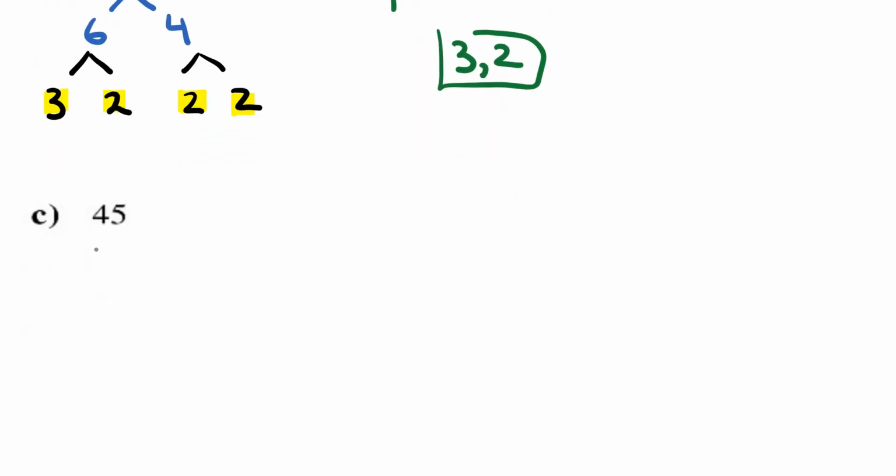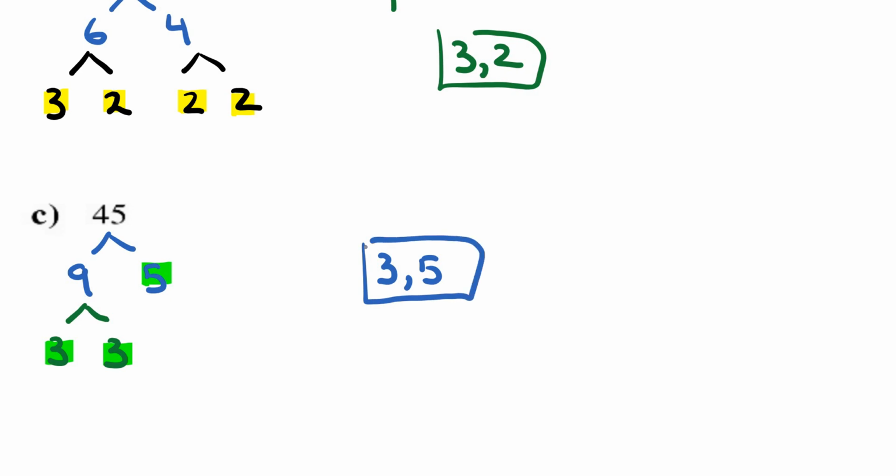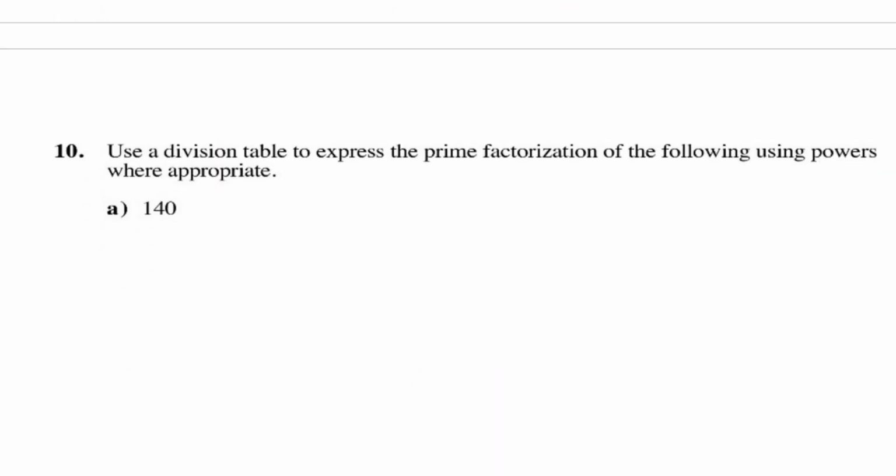When we have 45 here, I guess we have 9 times 5. And we would continue breaking down the 9 because this is a composite number, so you have a 3 and a 3. So I would say that from this list of prime numbers here, the prime factors are 3 and 5. Overall, we're looking for numbers that divide into 45, but we want to list the numbers that are prime. And that's what this question is asking us to complete here. Okay, let's move on to the next set of questions here.